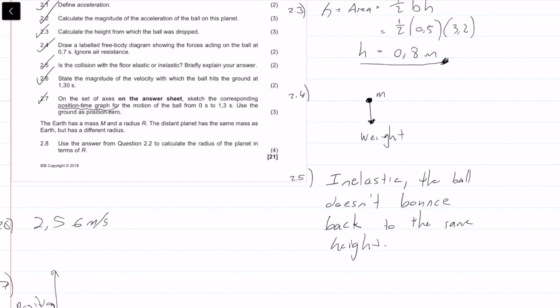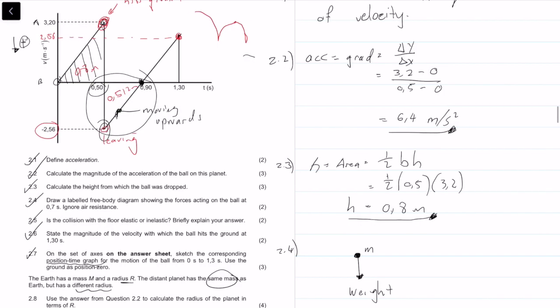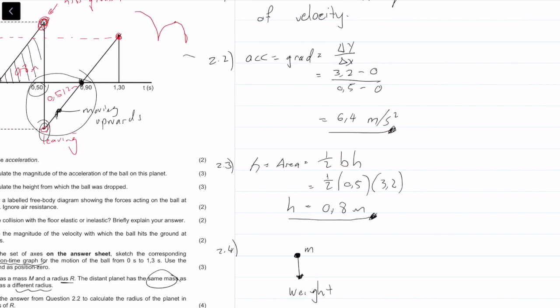And now we're working on question 2.8. The Earth has a mass of m and a radius r. The distant planet has the same mass, quite important, as the Earth, but a different radius. Use the answer from question 2.2 to calculate the radius of the planet in terms of r, where r is the radius of the Earth. I'm going to do it next to question 2.2 because we're using it.